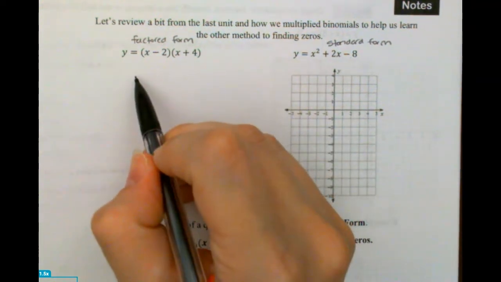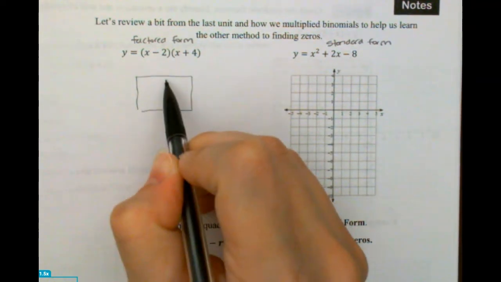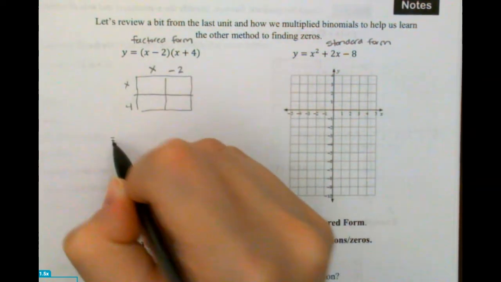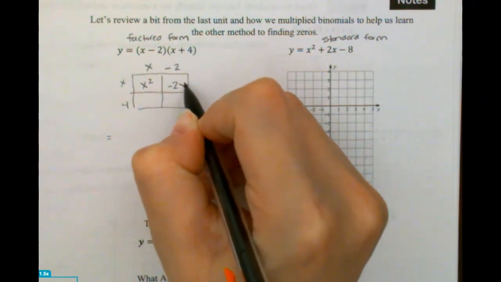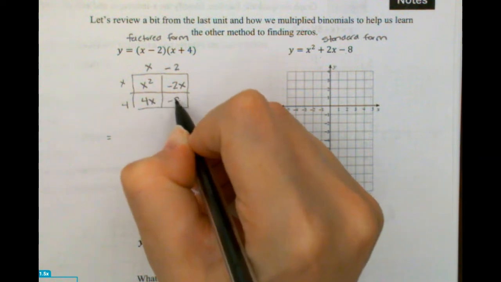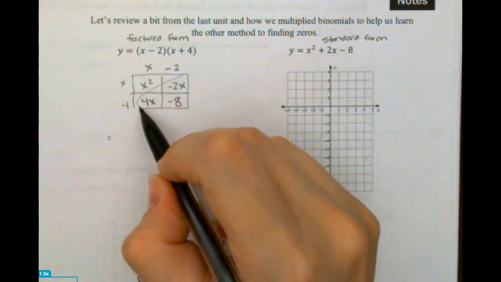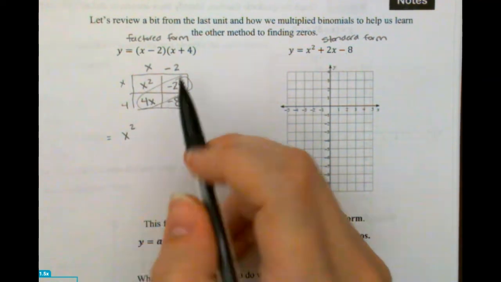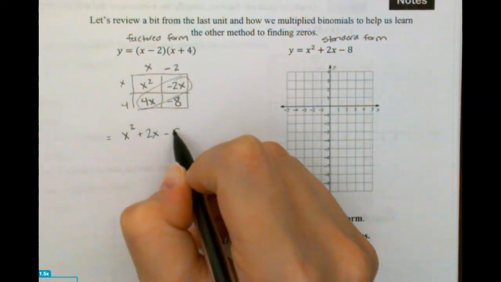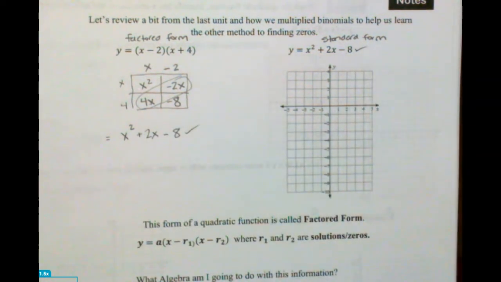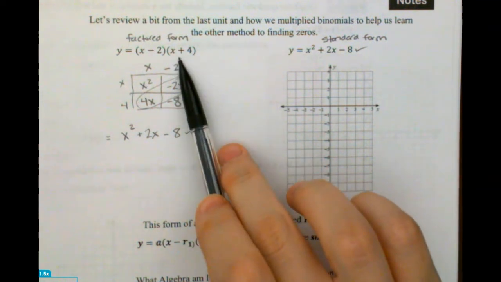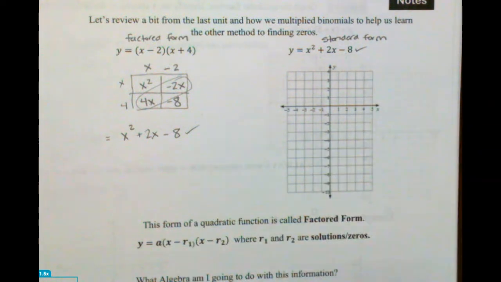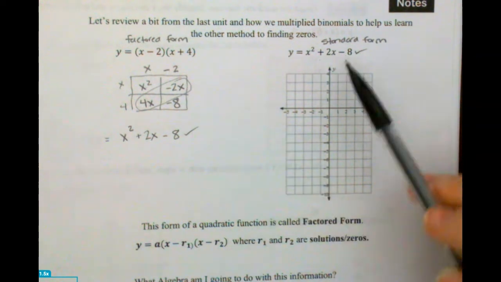If we remember from last unit, if I do my Punnett square, and I put the x minus 2 here, and the x plus 4 here, I fill this out, I get x squared minus 2x, 4x, and negative 8. Then I combine my like terms. I get x squared, because that's right here. 4x and negative 2x give me plus 2x, and then I just bring down the negative 8. Notice that those are the exact same equation. This is factored form of this standard form. So they mean the same, they will graph identically, but the forms can tell us different things.